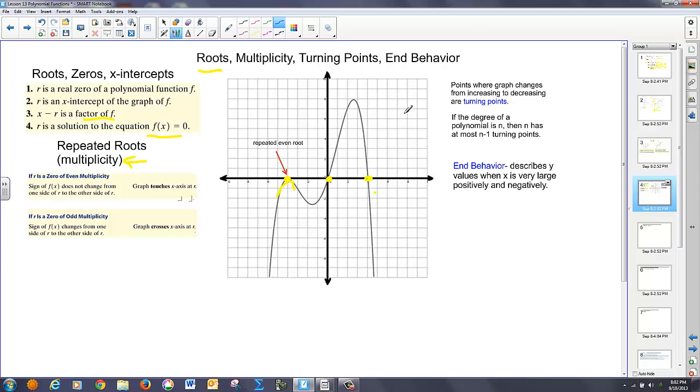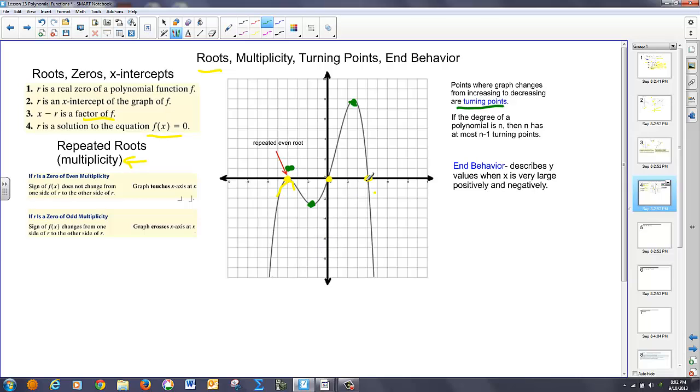Now, points where this graph changes from increasing to decreasing. So I increase and now I decrease. So this point is what's called a turning point. This is a point where it changes from increasing to decreasing. So this green guy is a turning point, like so. Increasing to decreasing, here's another turning point. So these turning points are in green, and also this yellow guy right here is a turning point as well.